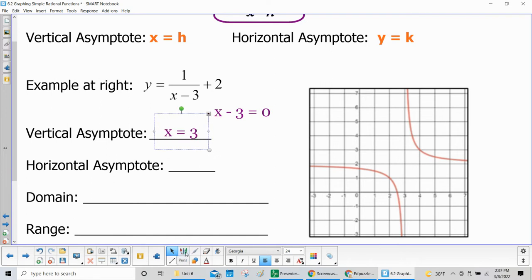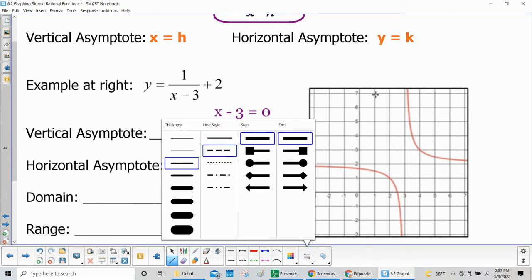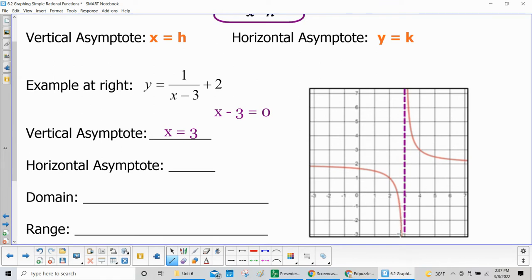And if I drew that vertical asymptote into this equation, typically I draw them with dashed lines. I'm going to use purple for vertical, and I'm going to dash the line. And so that would be this vertical line, x equals 3. So there's our first vertical asymptote. And we can see that these lines, the branches, approach that vertical asymptote.